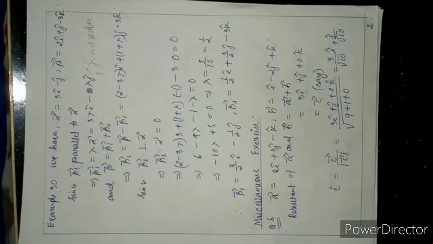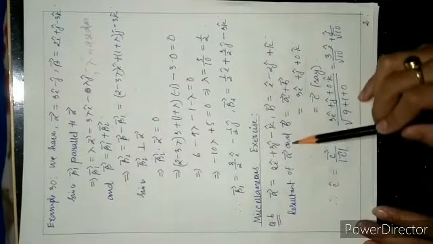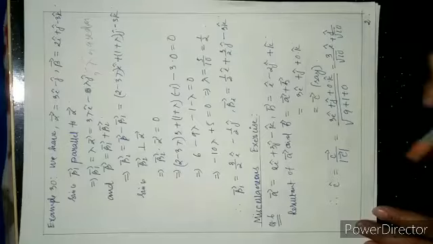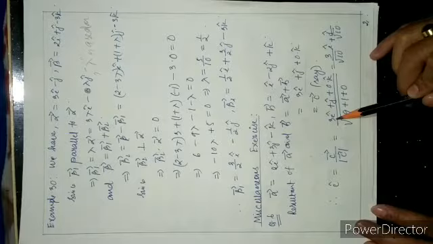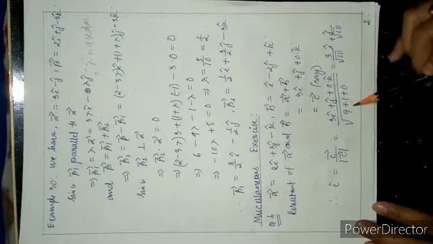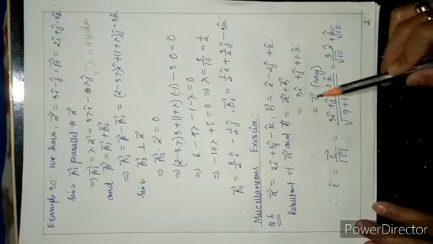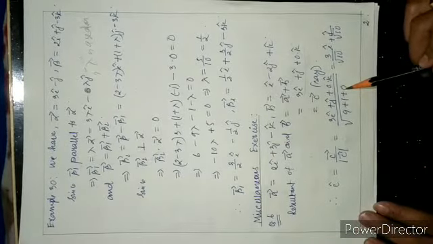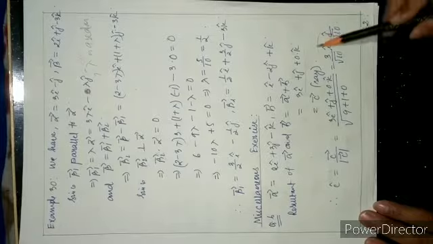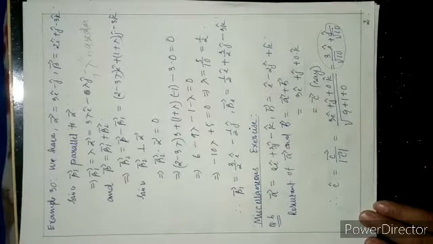Therefore C cap, the unit vector acting along the resultant of A vector and B vector, is given by C vector divided by magnitude of C vector, which is equal to 3 I cap plus j cap plus 0 k cap divided by the magnitude, root over 3 square is 9, 1 square is equal to 1 and 0 square is equal to 0. On solving, we get 3 I cap by root over 10 plus j cap by root over 10.